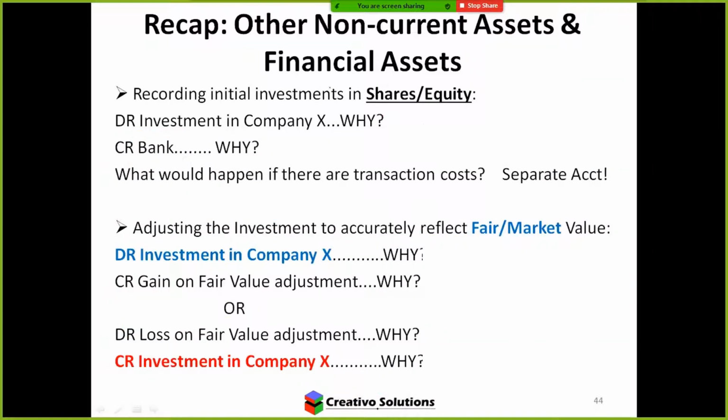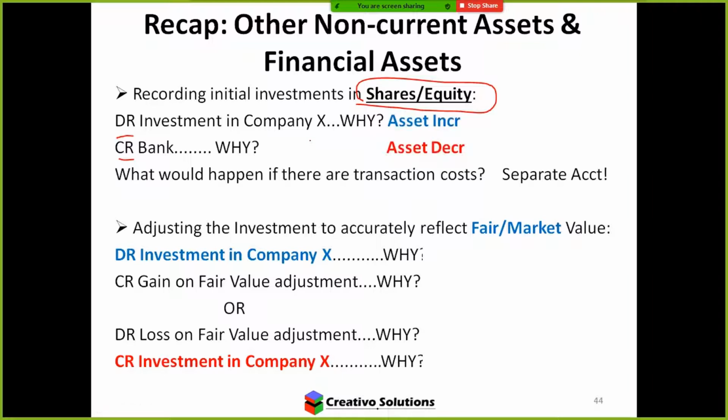So what happens if you have shares? These are things that you'll see in the actual practical examples. When you're given a disclosure question, you might see some of these crop up. So debit the investment, same as before. It doesn't matter what the investment is. It can be shares, it can be a fixed deposit.